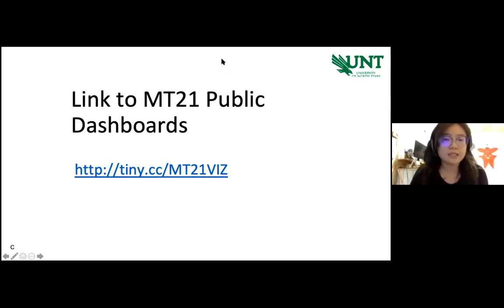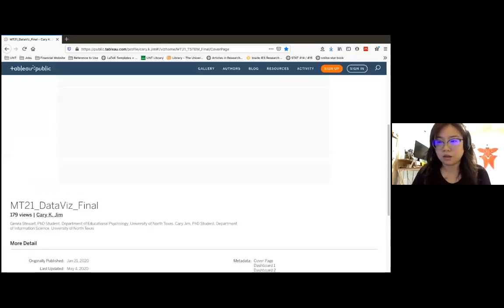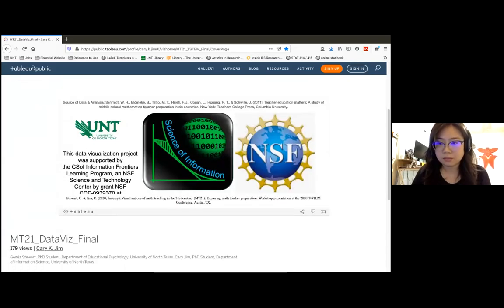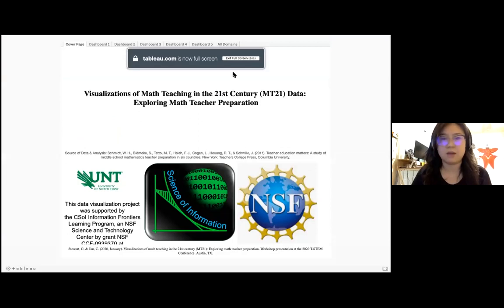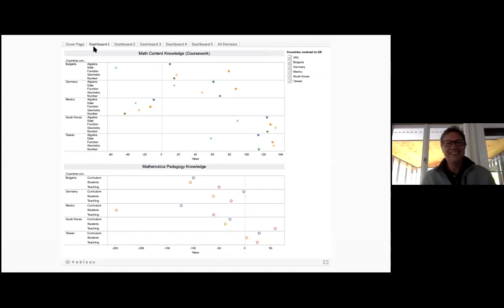So we have a tiny CC link here. Make sure you follow the caps in order to get to that. But since we don't have enough time to go into the details, I will be sharing the dashboard with you on my side here. Okay, so let's see. All right. Okay. So can everyone see the dashboard? Because Tableau takes a second to load. Sometimes you might see a blank screen. Thumbs up. Okay, great.